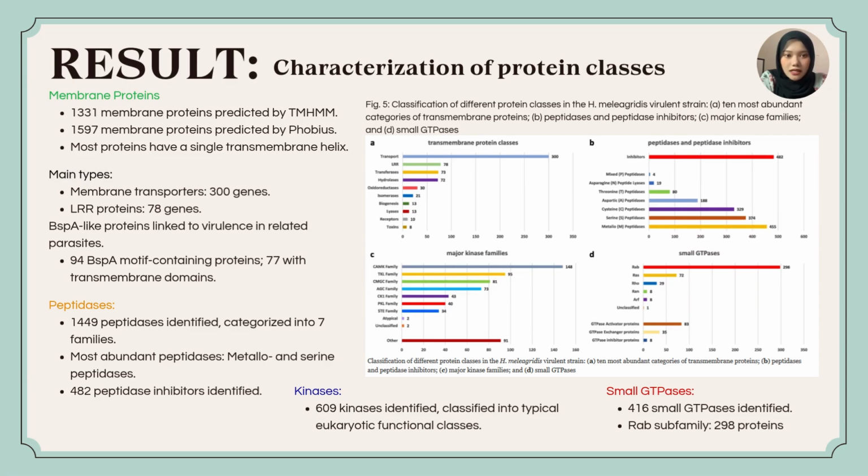Next is peptidase. In Figure B, a total of 1,449 peptidases were identified and categorized into 7 families. Metallo and serine peptidases were the most abundant, while 482 peptidase inhibitors were also identified. In Figure C, 609 kinases were identified, classified into typical eukaryotic functional classes. Finally, in Figure D, 416 small GTPases were identified, with the vast majority belonging to the RAP family.